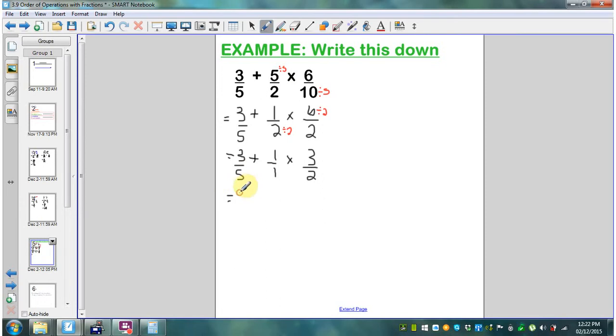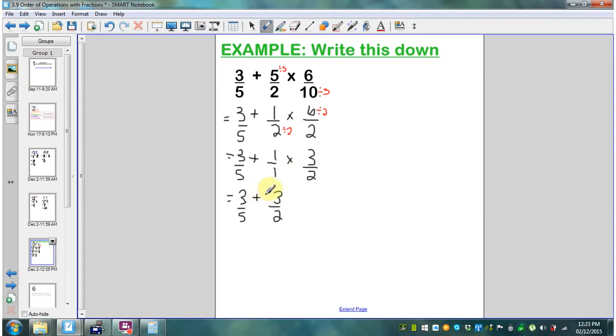Okay, so now bring it down again. 3 over 5, we haven't done anything with, plus, it's multiplication, so what are our rules? Top times top, bottom times bottom. 1 times 3 is 3, 1 times 2 is 2. We are done with multiplication. Now we can start dealing with our addition.